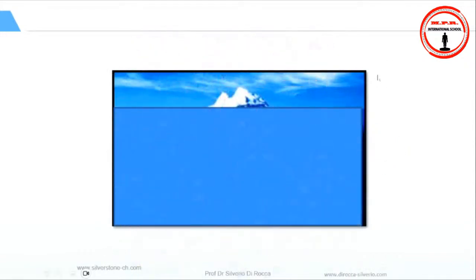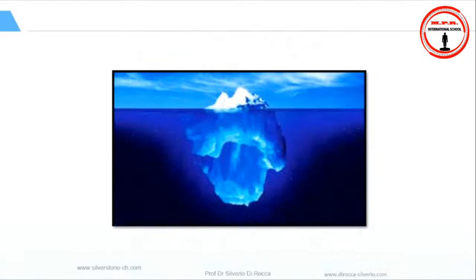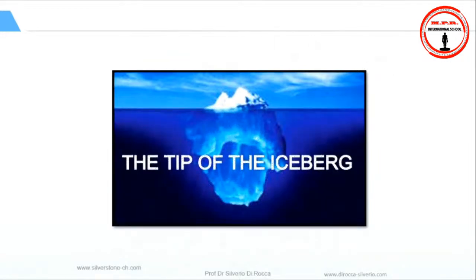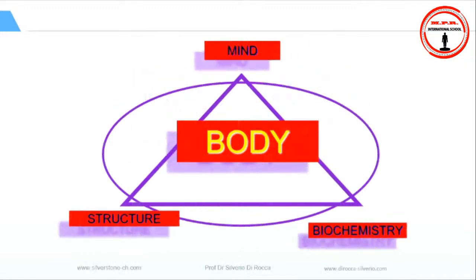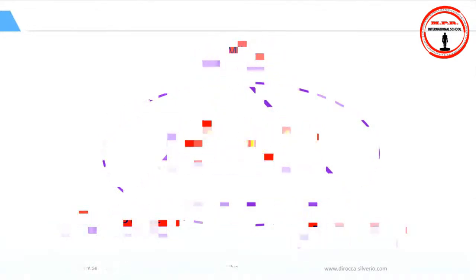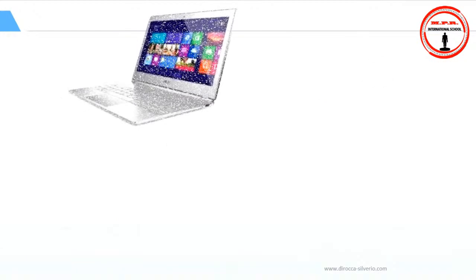And normally, medicine sees the point of the eye with the symptom. We don't treat the causes. Body balance, we have to say, is the balance in mind, structure, and biochemistry. We cannot treat one part of the body, and that's very important.